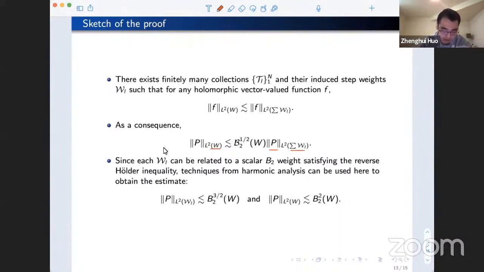And then since each fancy W can be related to a scalar B2 weight satisfying the reverse Hölder inequality, we can adapt the technique from harmonic analysis to show that the weighted projection on this new weighted space is controlled by this B2 constant to the power 3/2, and then that inequality together with the inequality in the previous step gives us the result we had in the theorem. Okay, so that's basically the sketch of the proof.